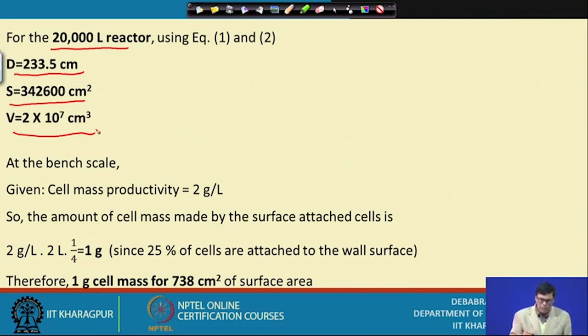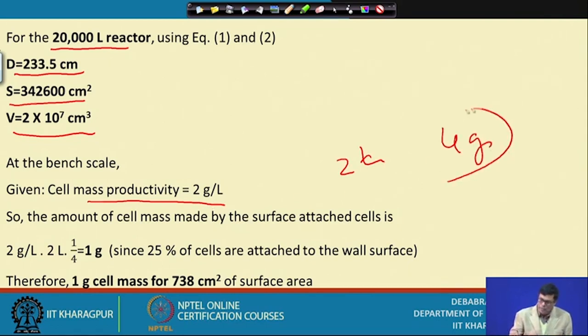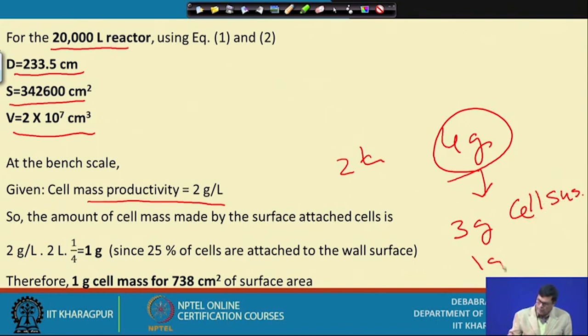Now let us see how we can solve this problem. What is the cell mass productivity? 2 gram per liter. And what is the volume of the small scale? 2 liter. So I told you that for 4 grams of cell we will get. Out of 4 grams, 3 grams remain in the cell suspension, and 1 gram is attached with the wall. It is the fermenter wall, that 1 gram of biomass is attached with the wall.